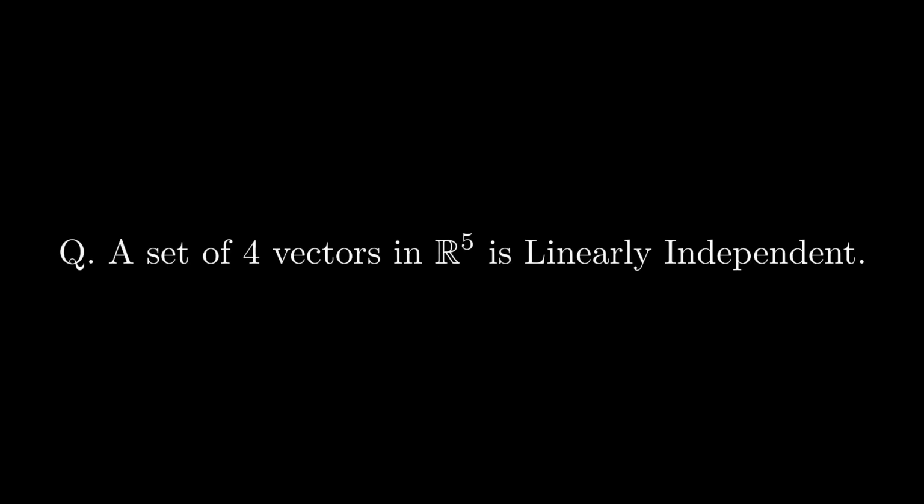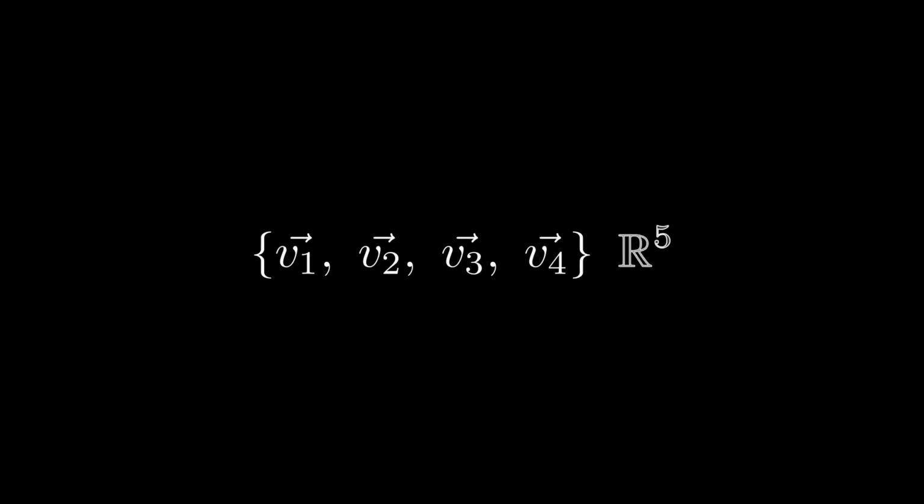Okay, what about this one? A set of 4 vectors in R5 is linearly independent. Well, they can be and they can also not be. It's not necessary. We need more information about the vectors themselves to come to any conclusion. When the number of vectors is less than the dimension of the space, we can't be sure. But when it is more than the dimension, it is always linearly dependent.